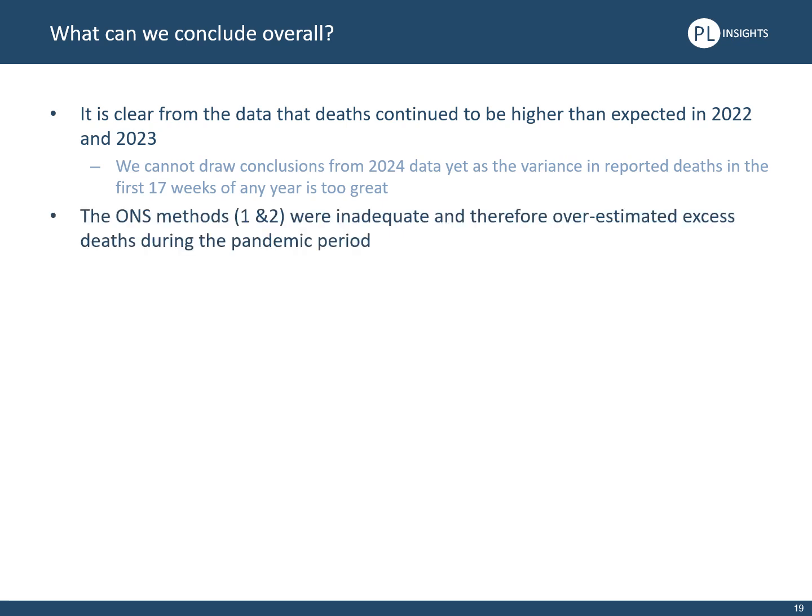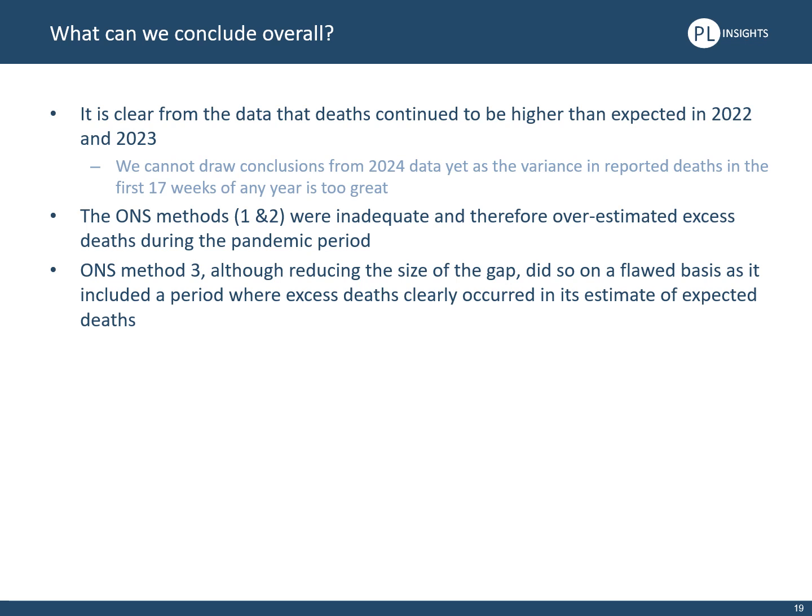Moving on to the methods, then I think it's fair to say that the methods that were in place prior to the pandemic were inadequate, as they overestimated excess deaths during the pandemic period due to the way that those methods were constructed. Method 3 did have the effect of reducing the size of gap between actual and expected deaths, but I don't think it did it on a sound basis.